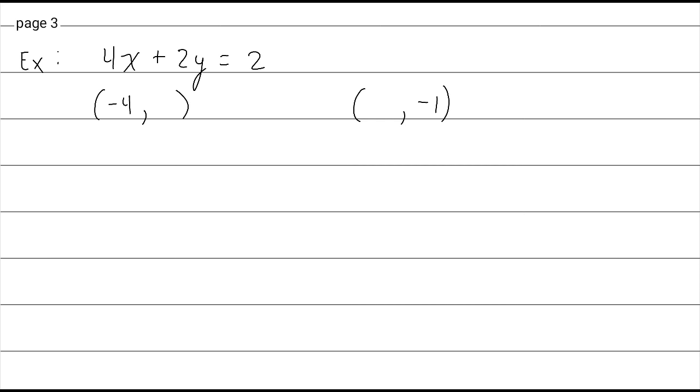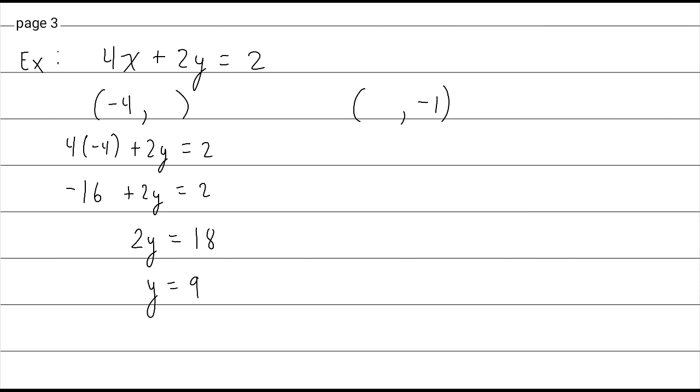Okay, well, what should I do with that? Well, let's plug them in. So for the first one, I'm going to plug in -4 for x. 4 times -4 is -16. Adding 16 to both sides, it cancels out the -16 on the left. 2 plus 16 is 18. Divide both sides by 2. Y has to be 9.